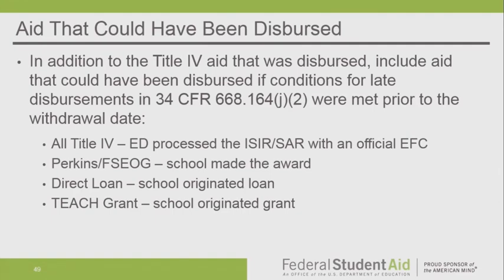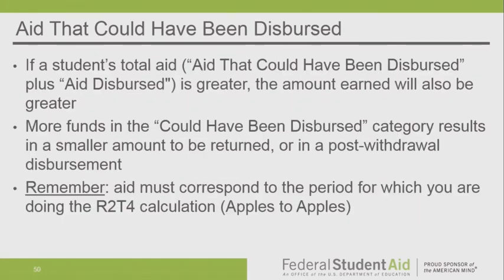And basically these are the requirements. You have to have an ISIR or SAR with an official EFC. It cannot be a rejected one. It has to be one that's been processed with an EFC. If you awarded Perkins or FSEOG funds, made that award internally in your system before the student became ineligible, then that could be included. You have to have originated the loan for the Direct Loan before the student became ineligible in order to include it, and the same thing with the TEACH Grant. So these are your basic late disbursement rules, and these are the ones that you have to follow in determining aid that could have been disbursed.